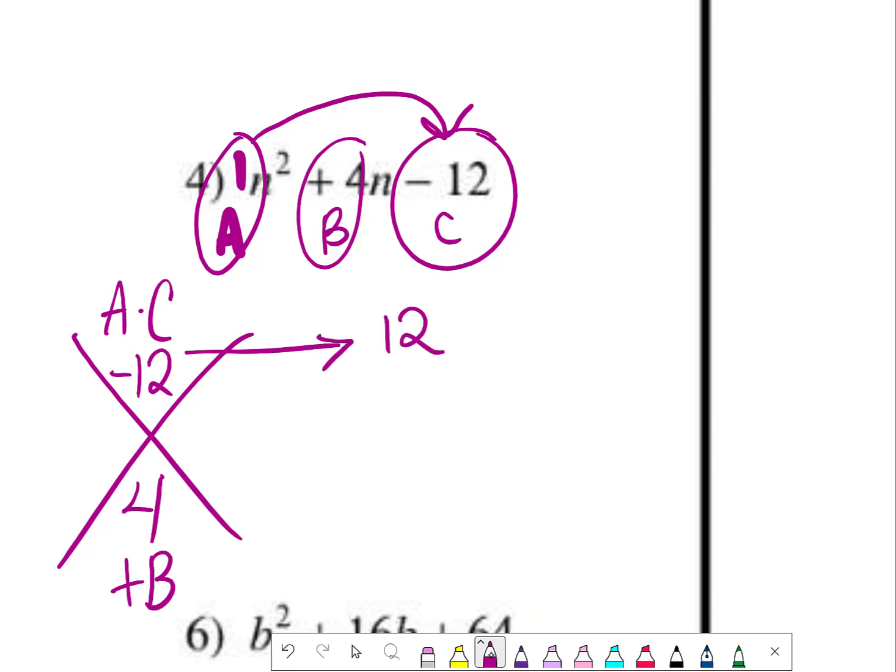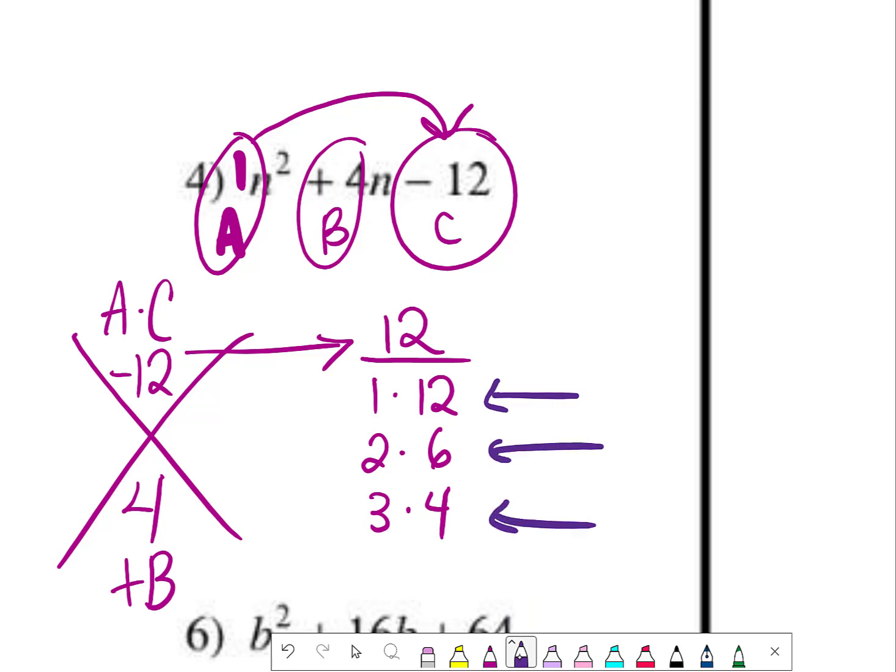Again, we're going to write the factors of 12. Factors of 12 mean numbers that multiply to 12. So 1 times 12, 2 times 6, and 3 times 4. So that means we have 3 options. And we're trying to figure out which of these 3 options adds or subtracts to 4. So 1 and 12 does not work, but 2 and 6 does. If I put 2 and 6 here, how do I make 2 and 6 become positive 4? Well, it would have to be 6 minus 2.